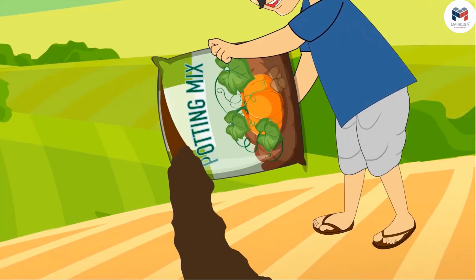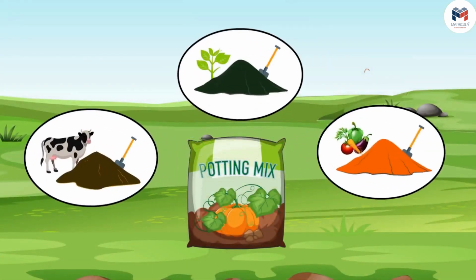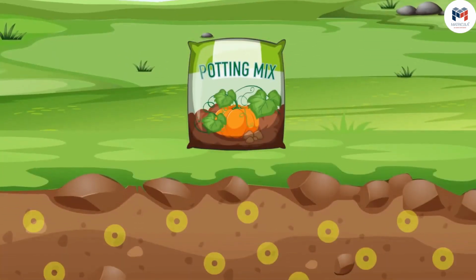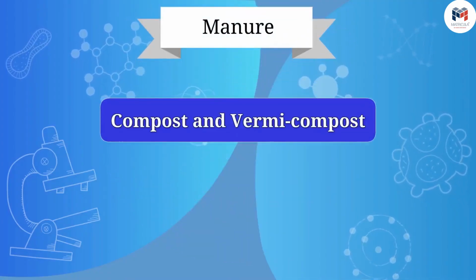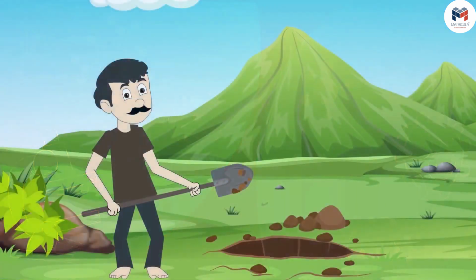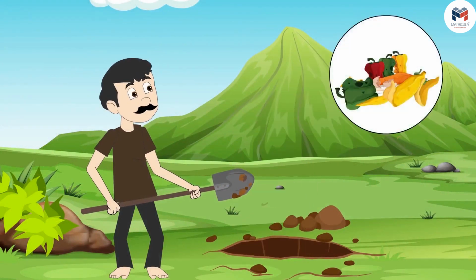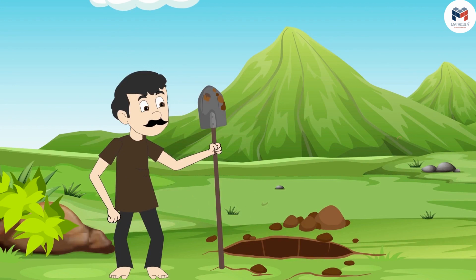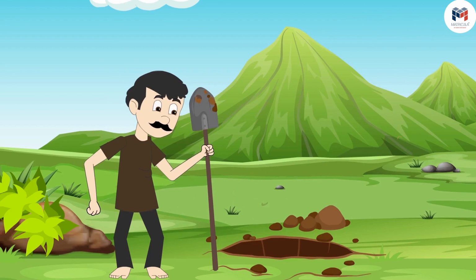Manure is prepared by decomposing dead plants, animal waste, vegetable waste, etc., which makes the soil rich. Manure is of two types: compost and vermicompost, and the other is green manure. In the compost and vermicompost process, vegetable waste, animal feces, household waste, etc. are decomposed in pits. It is known as compost. To speed up this decomposition process, earthworms are also used, and this is called vermicompost.